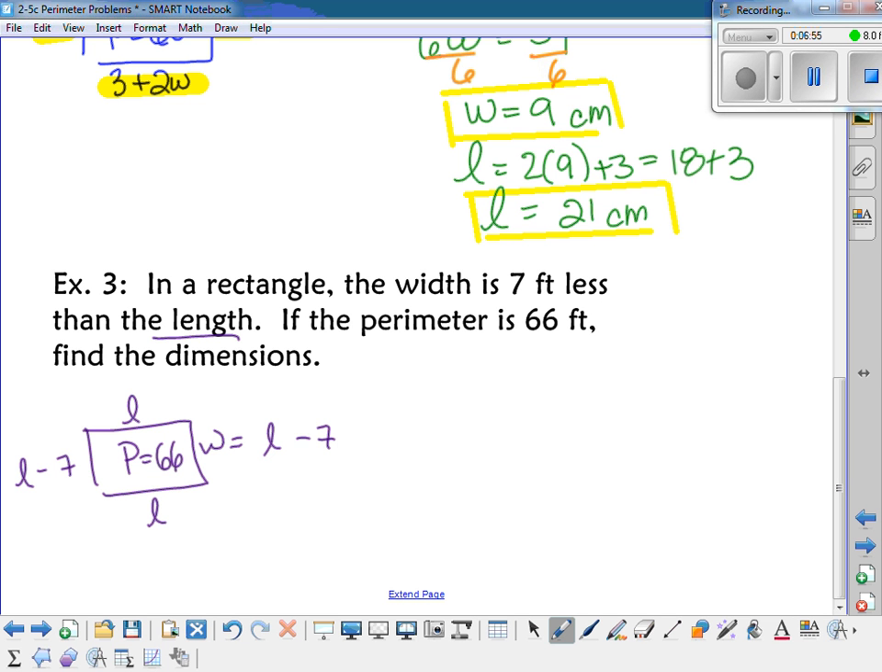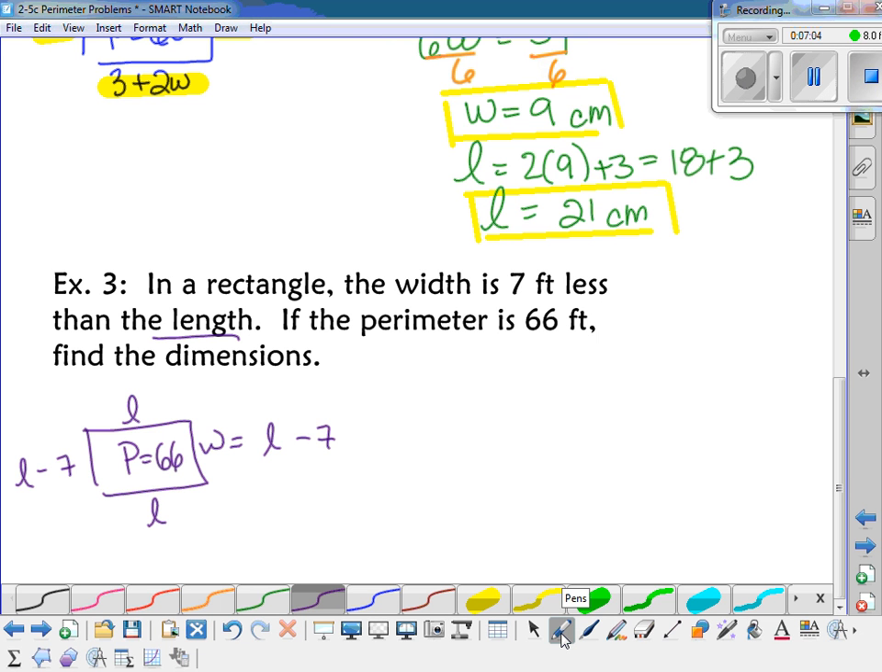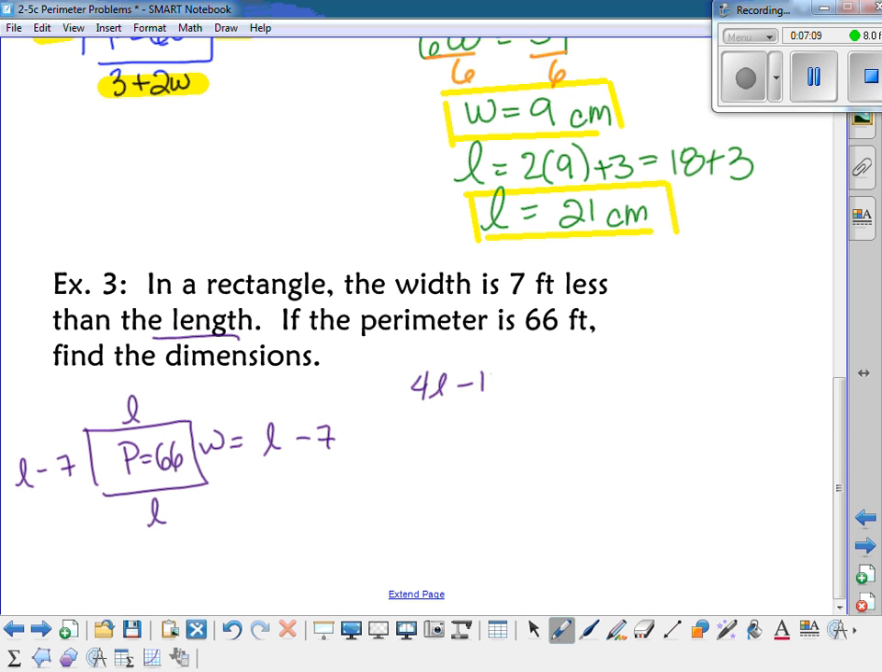Okay, go ahead and do the next step and figure out the dimensions. Okay, so when you combined your like terms, you've got 4L minus 14 equals 66. Add 14 to both sides. 4L is equal to 80. Divide by 4, L is equal to 20. And so the width is just 20 minus 7. So the width is 13. And these are feet.